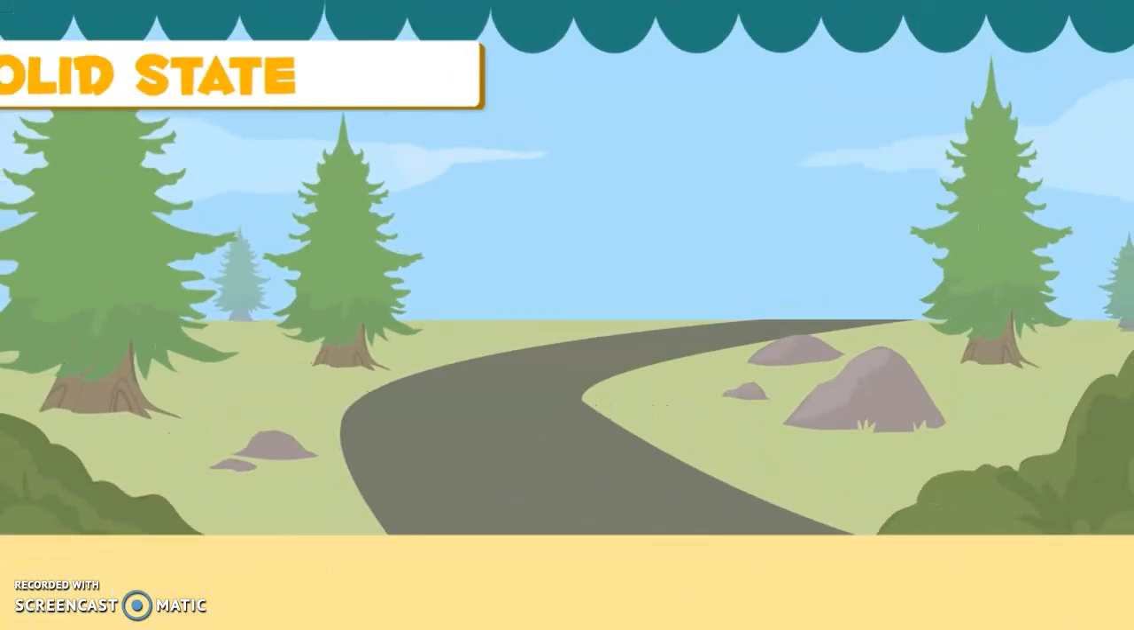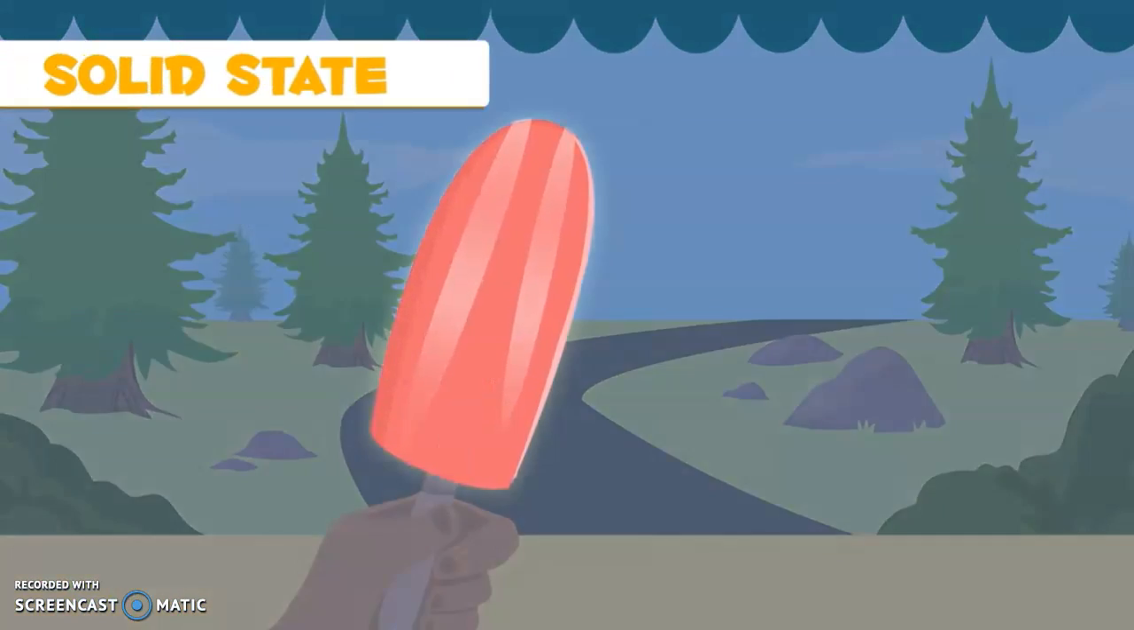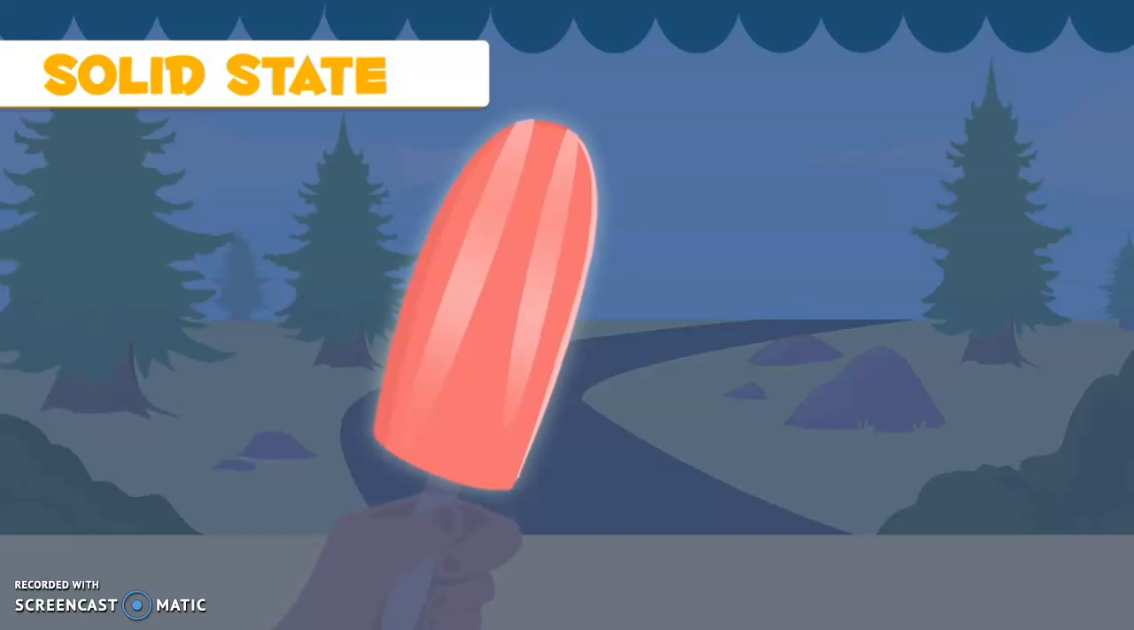The popsicles we eat are solid. Matter in its solid state is characterized by having a fixed shape and volume. Particles are held together in an organized structure. See?